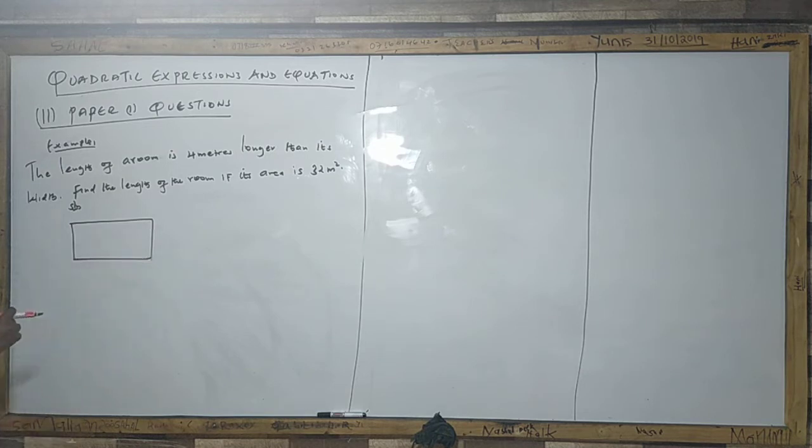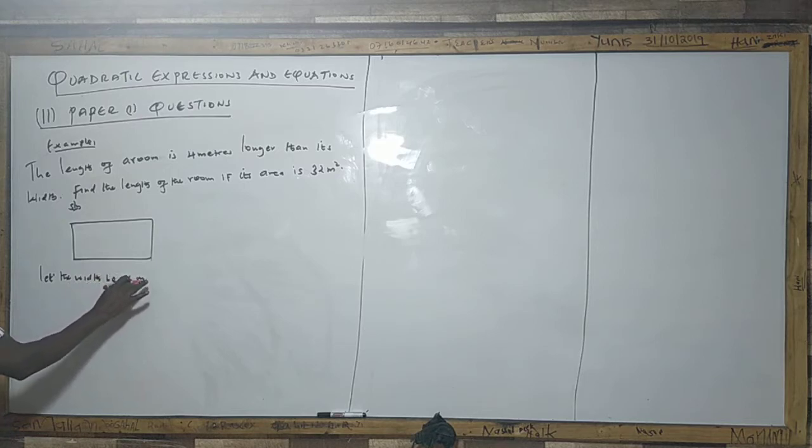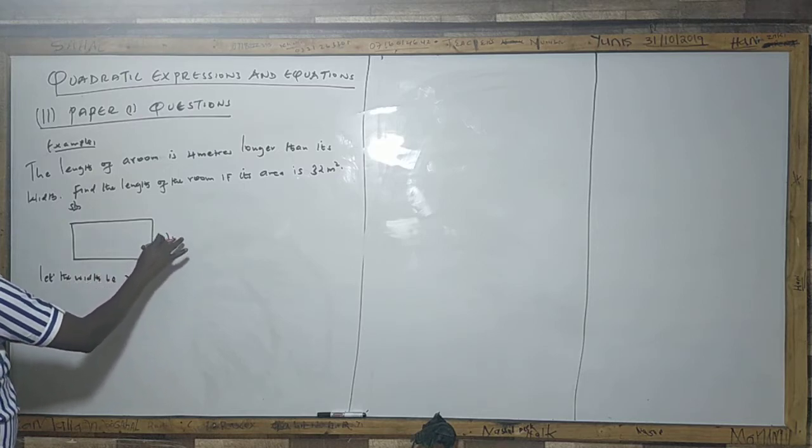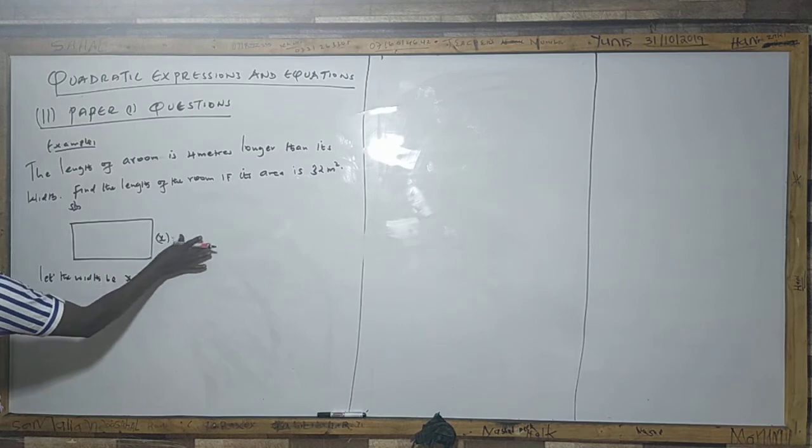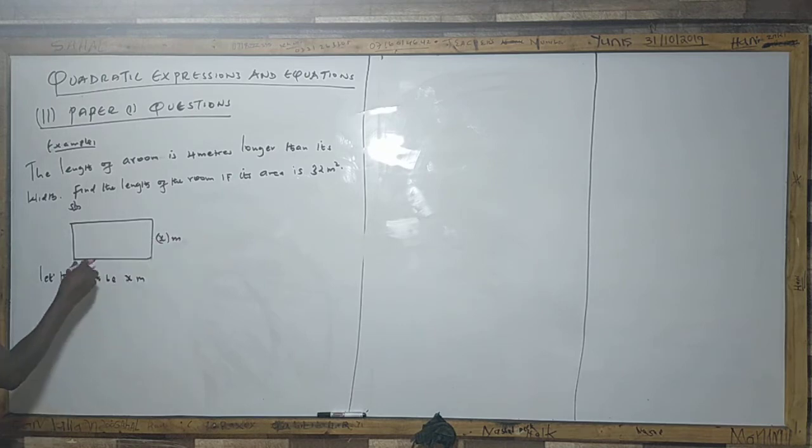I'm told the length of a room is 4 meters longer than its width. So we're going to say let the width be x meter. So this is x meter. So this one, the length will be x plus 4, x plus 4 in bracket meter.